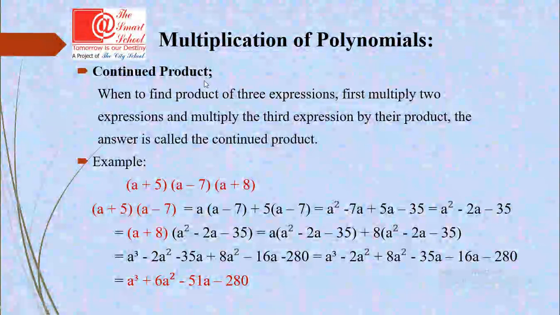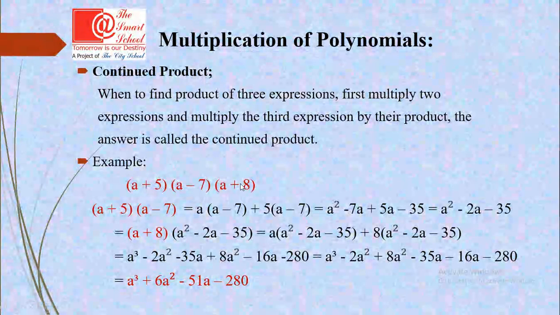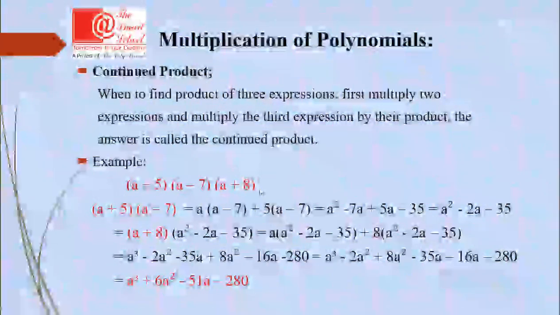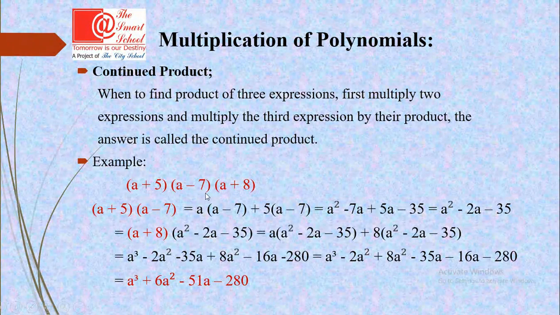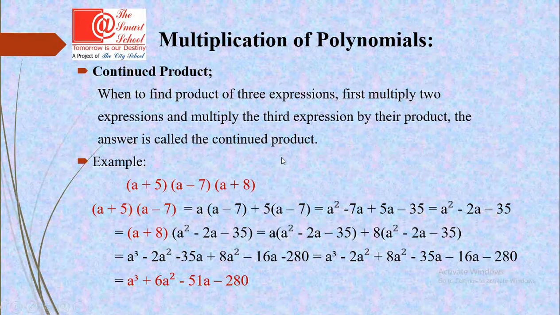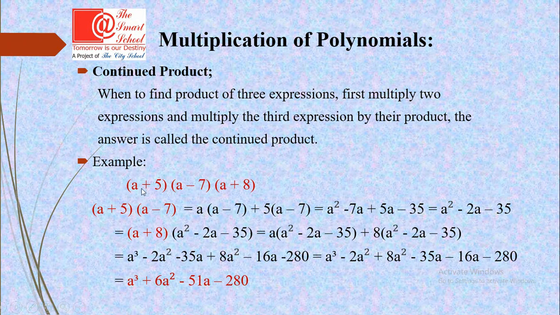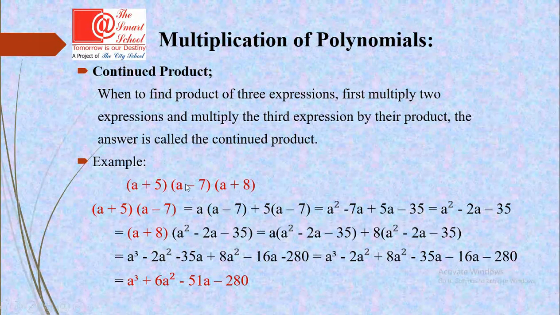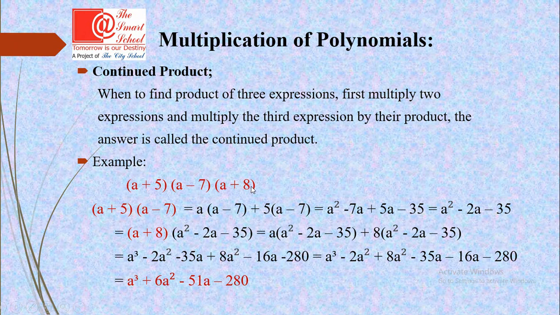Now continued product. If we have three terms, it is called continued product when we multiply two values and then the answer will be multiplied by the third one. So to find the product of three expressions, first multiply two expressions and multiply the third expression by their product. The answer is called the continued product. Now the example is given. a plus 5 is one expression, a minus 7 is the second, and a plus 8 is the third.